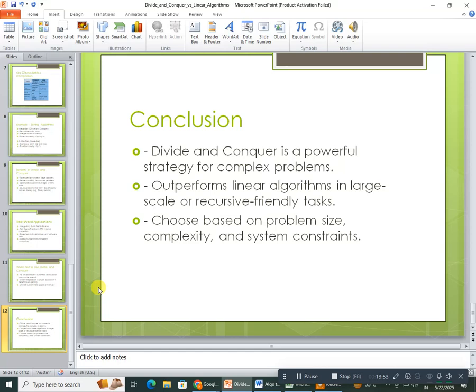In the next few videos we will be exploring some problems that can be solved using divide and conquer, like merge sort, quick sort, etc.